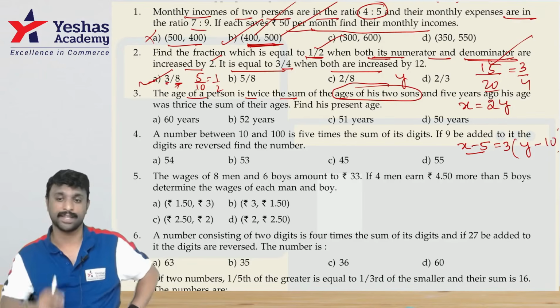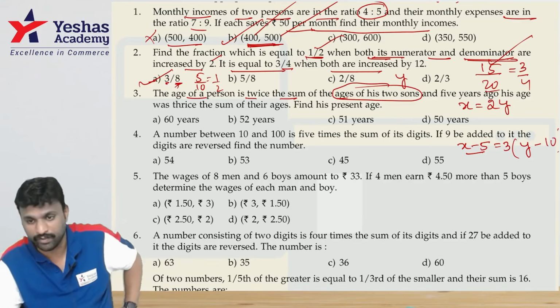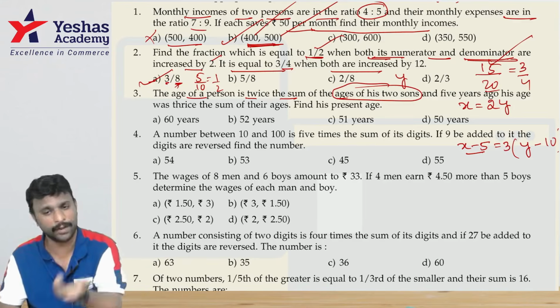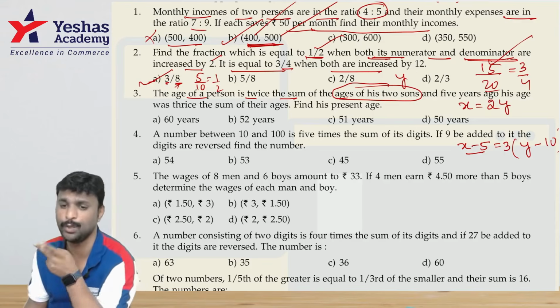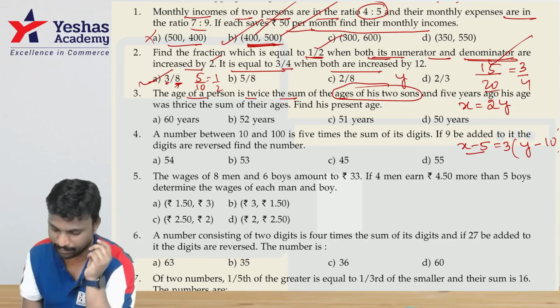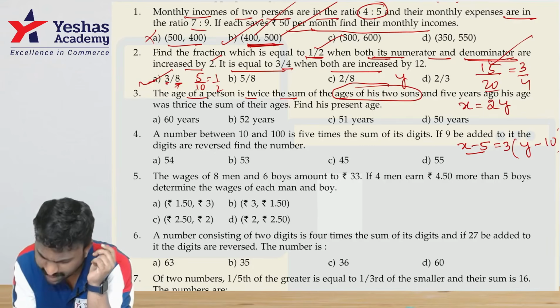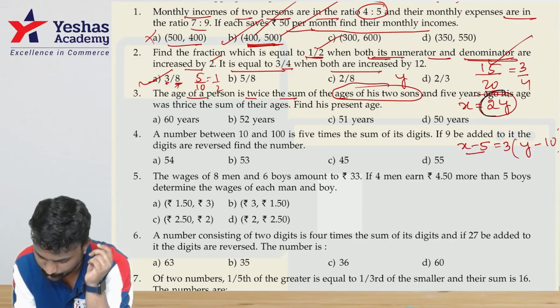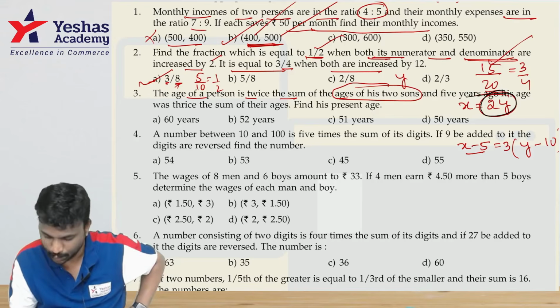Had there been 3 sons, it would have been y minus 15. Had there been only one son, it would have been y minus 5. Because there are 2 sons, the sum will get reduced by what? 10. Have you understood? Guys, can I not substitute x value as 2y? I can definitely do it. Yes or no? X value is 2y.